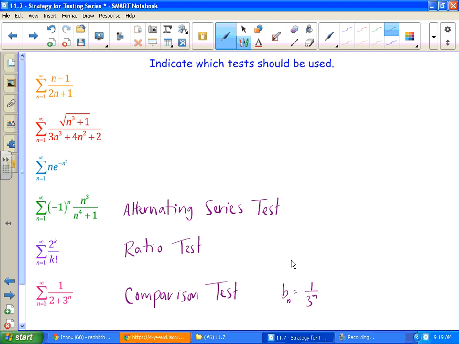So let's look at our list. The first one, do the test for divergence. It doesn't go to zero, because if we take the limit as we go to infinity, it doesn't go to zero, right? So that would be a test for divergence.